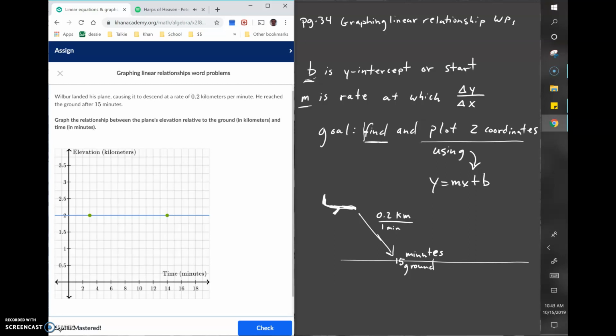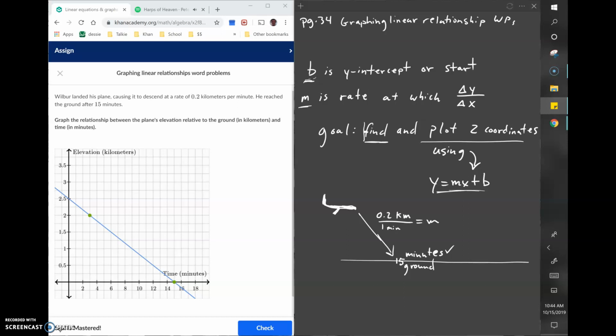And normally it'll give you one coordinate point, and then we'll have to use the equation y equals mx plus b to find the second one. So it tells us that the plane's descending at 0.2 kilometers per minute, which is the rate, and we know that it hits the ground at 15 minutes. So that's the coordinate point it gives us. The ground is where there's zero elevation. And we know that the plane's touching down at 15 minutes, so we can drag this in between 14 and 16, which would be 15. So that coordinate point is graphed.